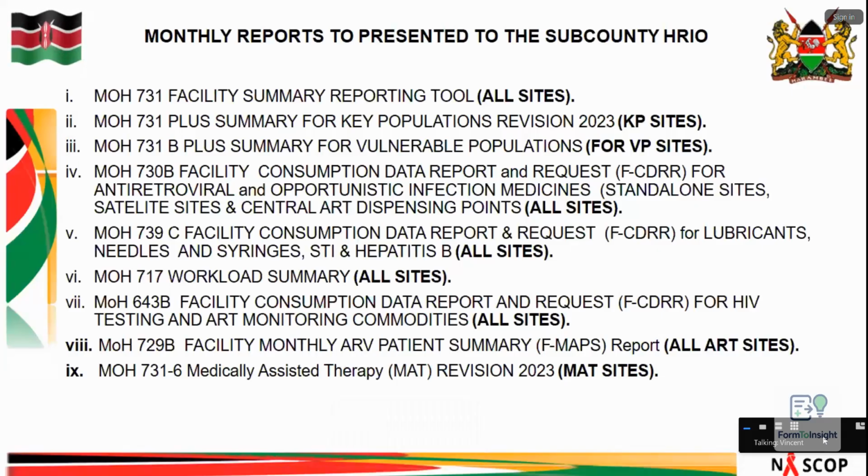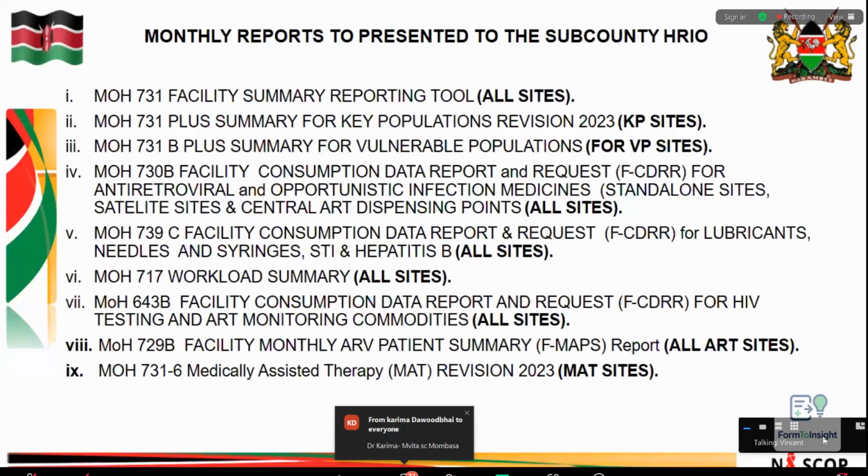Then MOH 731B plus summary for vulnerable population. So all sites implementing fisher folk, discordant couples, prison or inmates, and the trackers need to report on that. Then MOH 730B, facility consumption data and request report for antivirals. So this is all sites. Remember, condom reporting moved to this section. Even if a facility is not an NRH site, remember it needs to report condoms, since condom is a universal commodity.